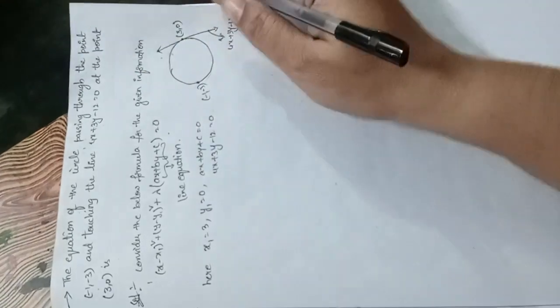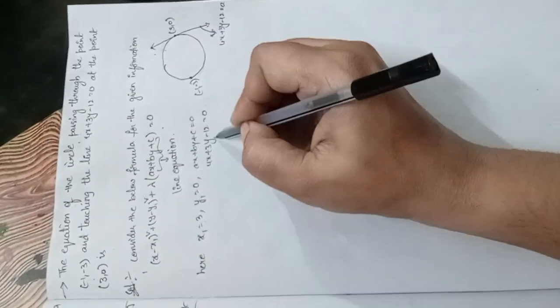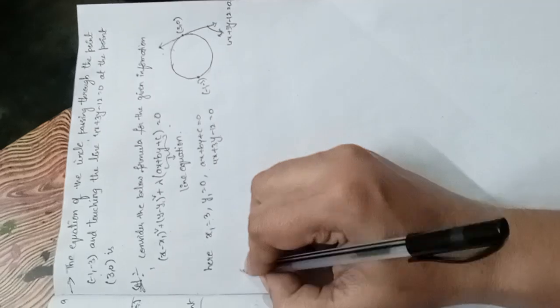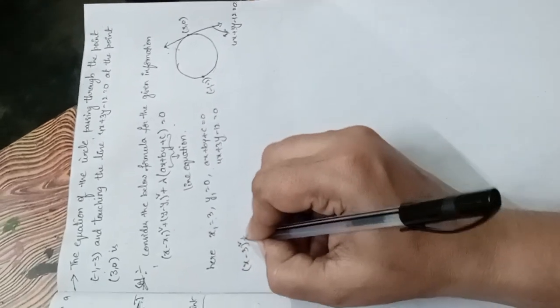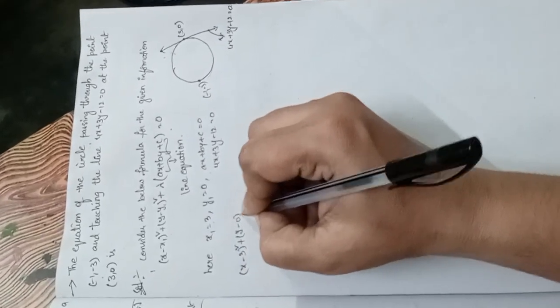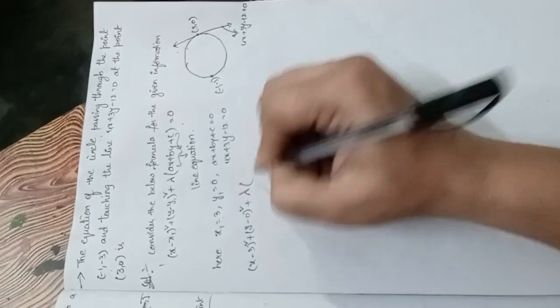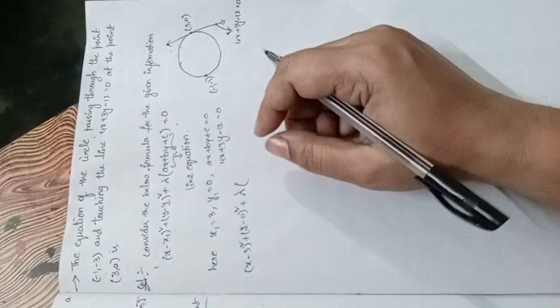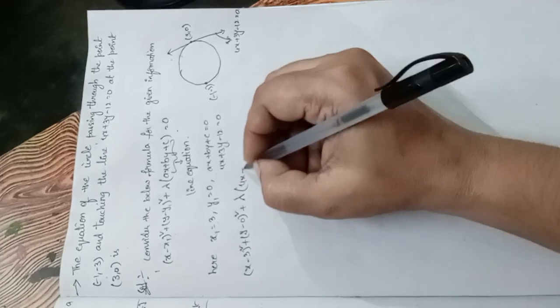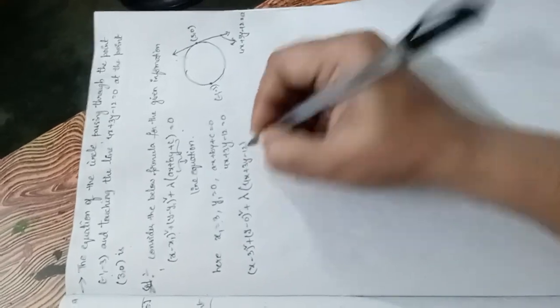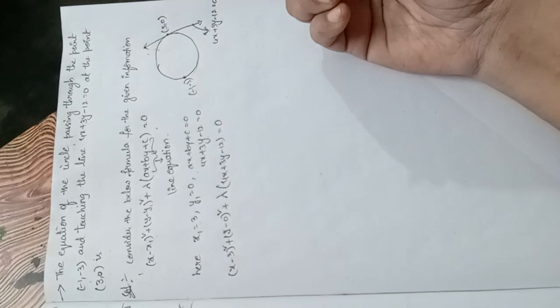Now substituting the given values in the above equation, what we'll get? (x - 3)² + (y - 0)² + λ(4x + 3y - 12) = 0, where λ is a constant. We have to find the value of λ.